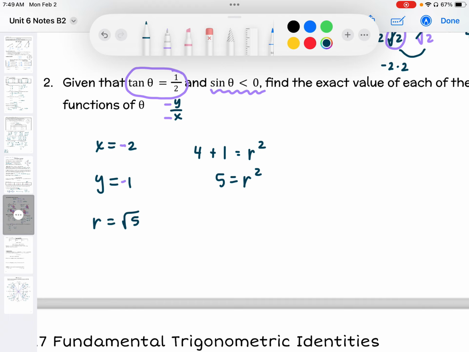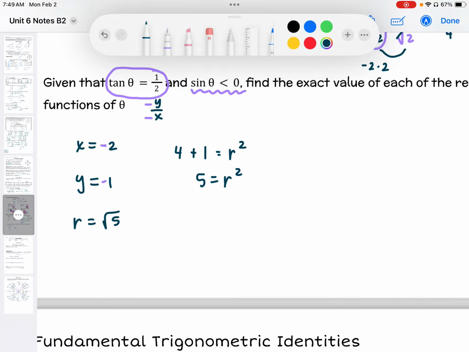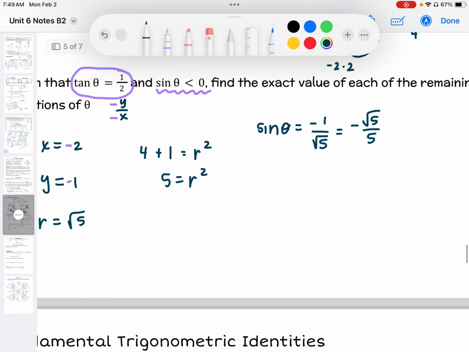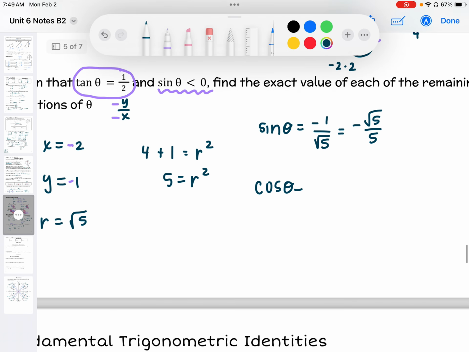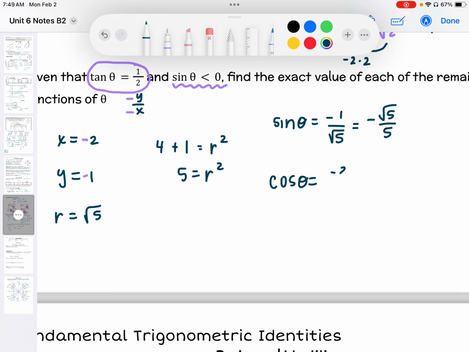All right, and then setting up our trig ratios. So sine of theta is y over r, so I would get -1 over square root 5. And I would need to rationalize, so I would multiply the top and bottom by square root 5, which would give me negative square root 5 over 5. If I have cosine of theta, I would have x over r, so -2 over root 5. Multiply the top and bottom by root 5, which would give me -2 root 5 over 5.